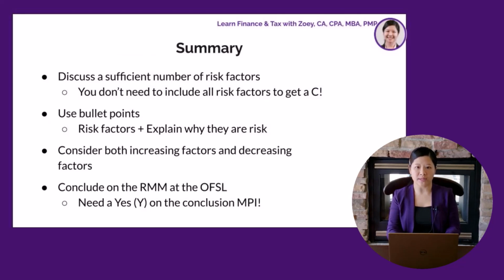The objective is to discuss a sufficient number of risk factors. Please remember you don't need to include all the factors that you identified. You just need to write enough to get a C, so that you have time to address other requirements. I would recommend using bullet points to structure your analysis and consider both increasing and decreasing factors. Finally, don't forget to conclude on the RMM. Most likely, you need to get a Y on this conclusion MPI in order to get a competent grade.